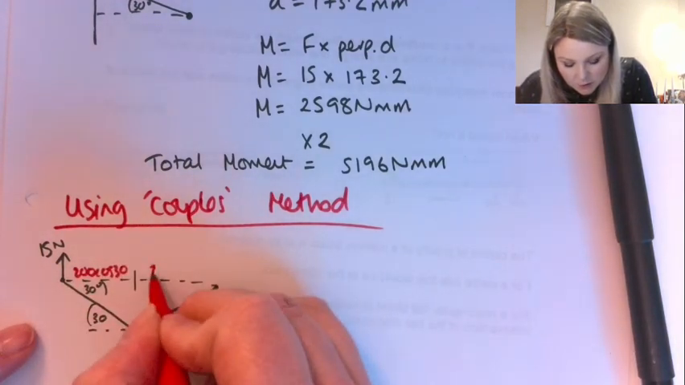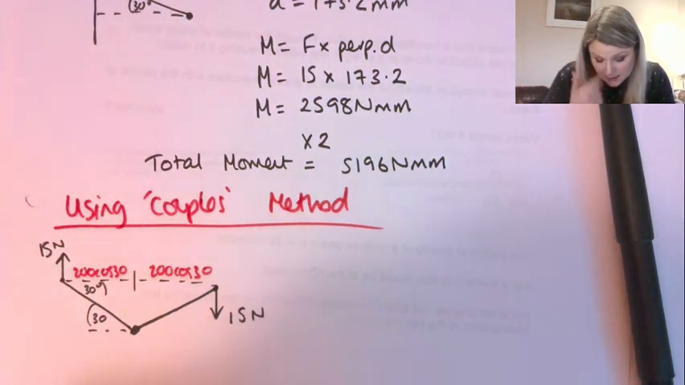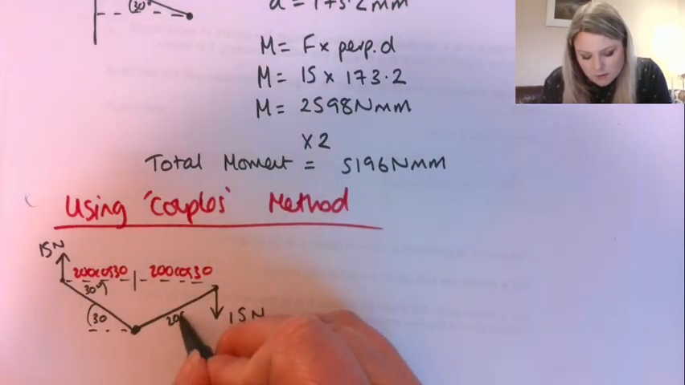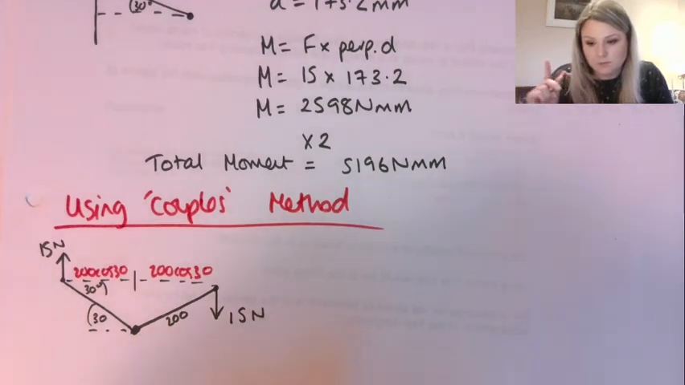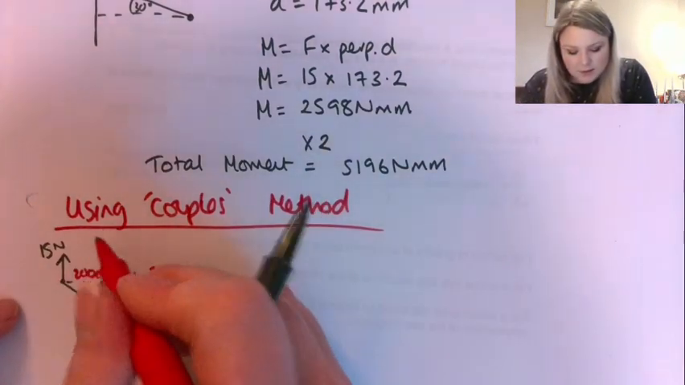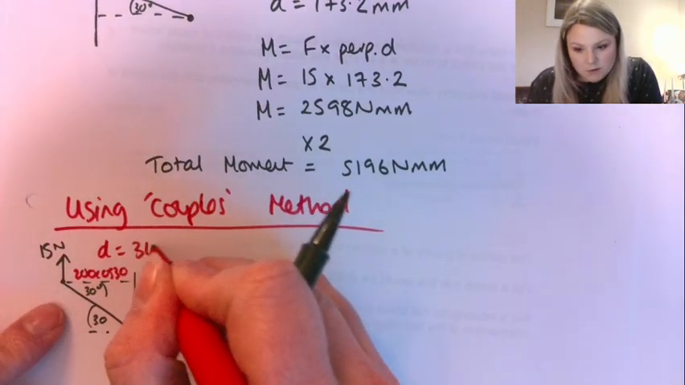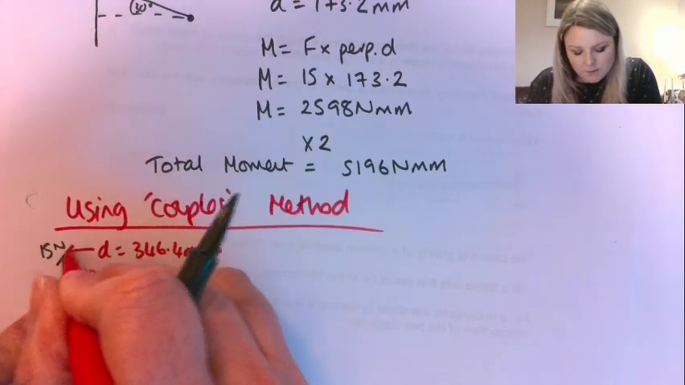And this here will be 200 cos 30 as well, because it's just a mirror image. I forgot to actually label on my original 200. I'll do it over here just because it's getting a wee bit crushed there. So this length is 200 and this length is 200, which means that our total distance between these is just these two added together, which is 346.4 millimeters from there to there.